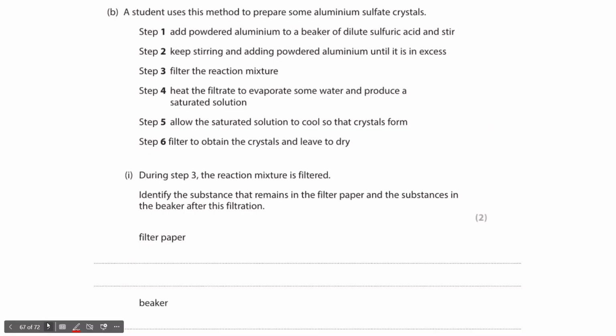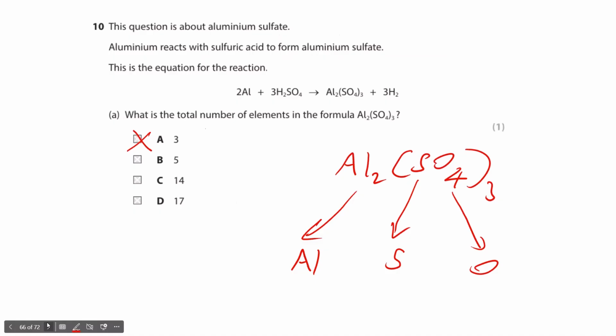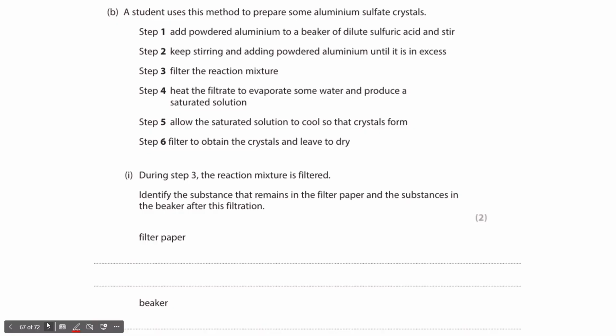A student uses this method to prepare some aluminium sulfate crystals. Alright, he's going to make aluminium sulfate crystals from this reaction. Add powdered aluminium to a beaker of dilute sulfuric acid and stir. Okay, so what they do is they take aluminium powder.